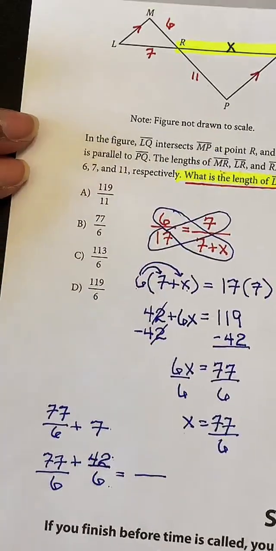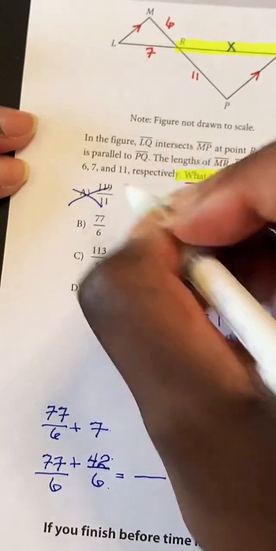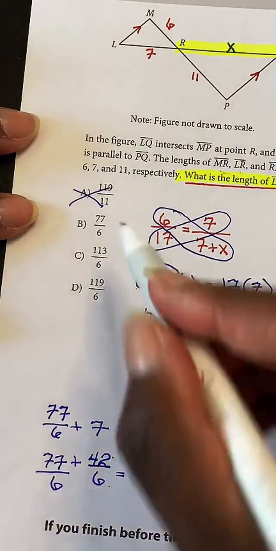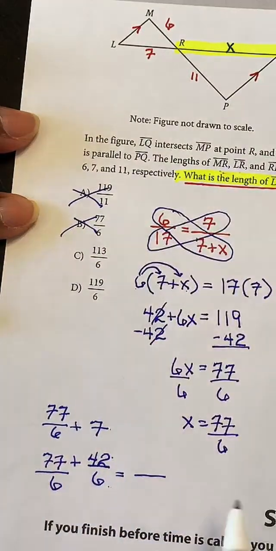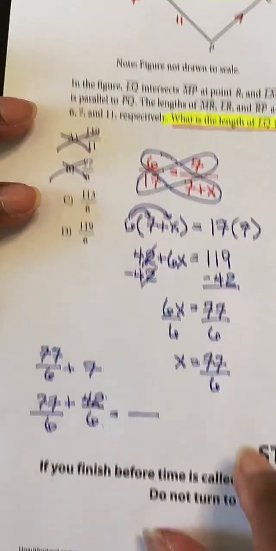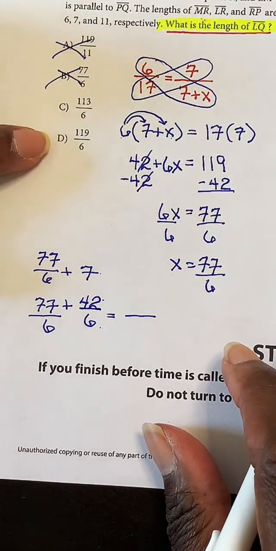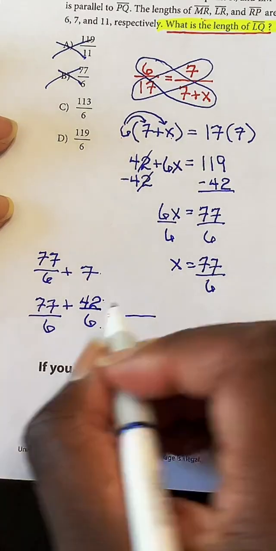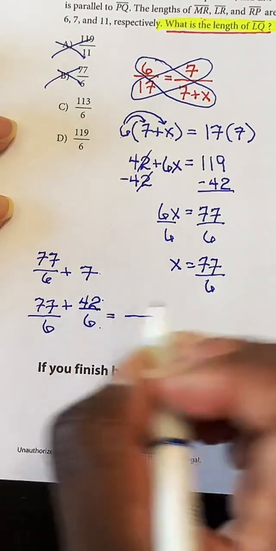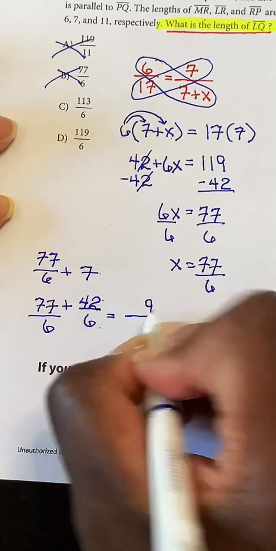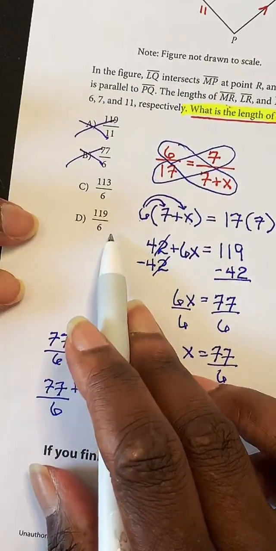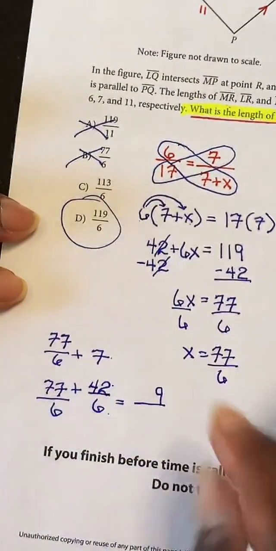So right away, answer choice A is done because it doesn't have a denominator of 6. Answer choice B is done because that only gave us our x. So it's either going to be C or D. Now 7 plus 2 gives me a 9. The only thing that ends with a 9 up here as my choices is going to be D.